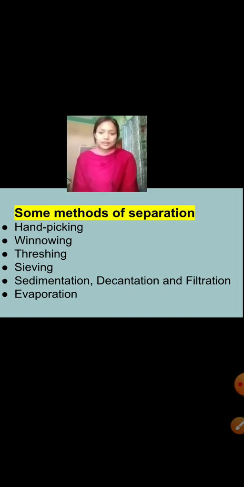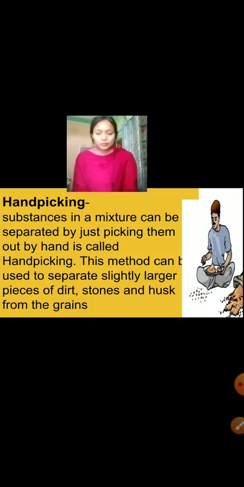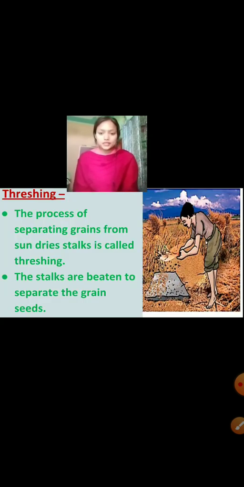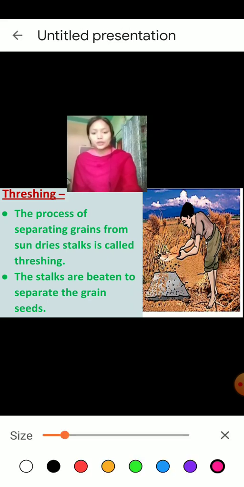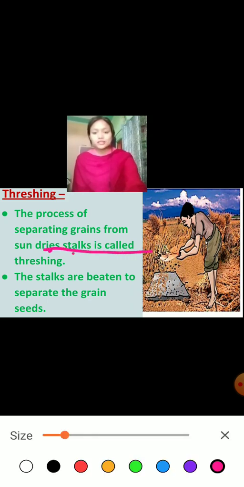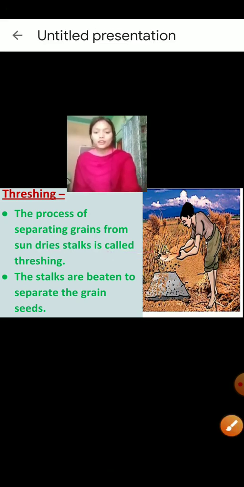Now, let's quickly recap what we have studied in previous video. So, we studied about the method hand picking. So, what is hand picking method? Separating the mixture using our hands. We use our hands for separating the mixture. So, this method is known as hand picking method. Next one is threshing. It is the process of separating the grains from the sun-dried stalk is known as threshing. So this method is used by farmers.